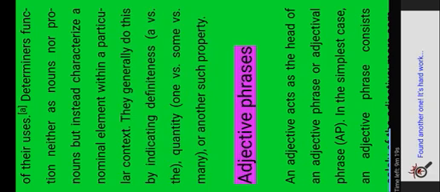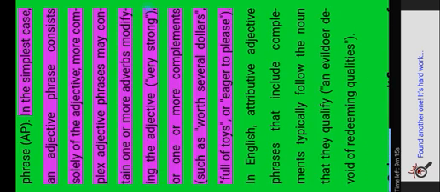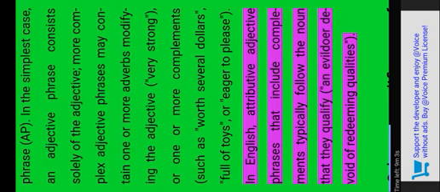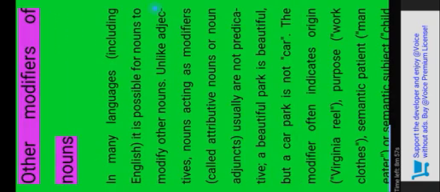Adjective phrases. An adjective acts as the head of an adjective phrase, or adjectival phrase, AP. In the simplest case, an adjective phrase consists solely of the adjective. More complex adjective phrases may contain one or more adverbs modifying the adjective, "very strong," or one or more complements, such as "worth several dollars," "full of toys," or "eager to please." In English, attributive adjective phrases that include complements typically follow the noun that they qualify, "an evildoer devoid of redeeming qualities."